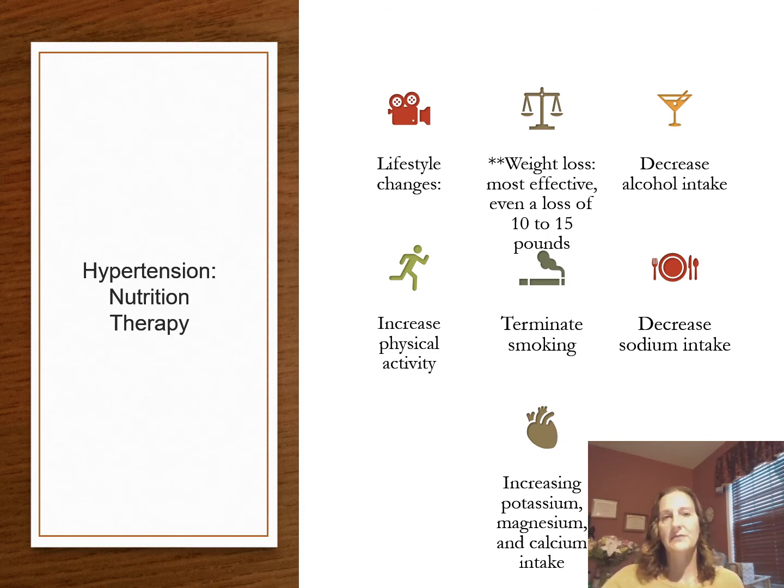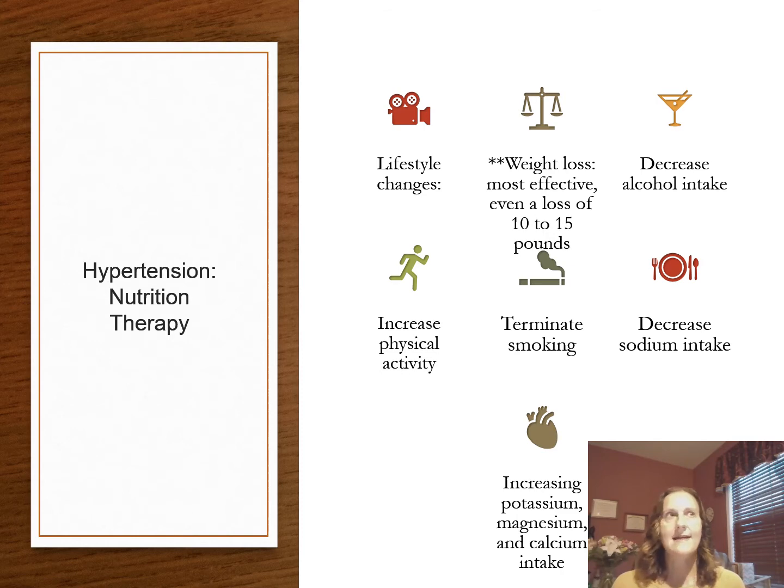Looking at hypertension in nutrition therapy, there's been a lot of research on high blood pressure. It's typically lifestyle changes, which includes diet, but also exercise. Interestingly, most people think that the most effective change for hypertension is decreasing dietary sodium. However, the most effective change is weight loss. Even a loss of 10 to 15 pounds is extremely effective in decreasing hypertension.